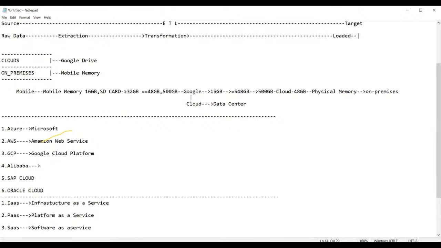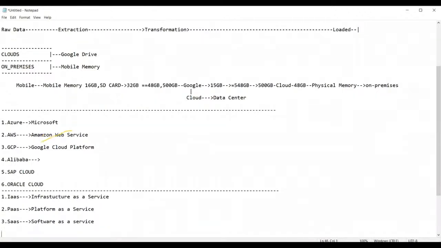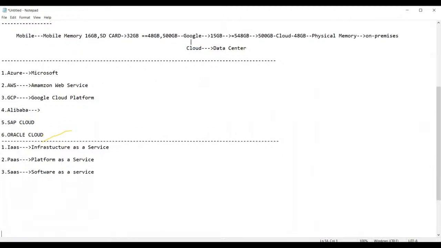Software as a service. Guys, these are the three different services provided by the cloud providers. That means IaaS as a service, PaaS as a service, and SaaS as a service. These are the three categories of services provided by the cloud providers. Getting my point? So now the entire cloud service is classified or built according to these categories: IaaS, PaaS, and SaaS.